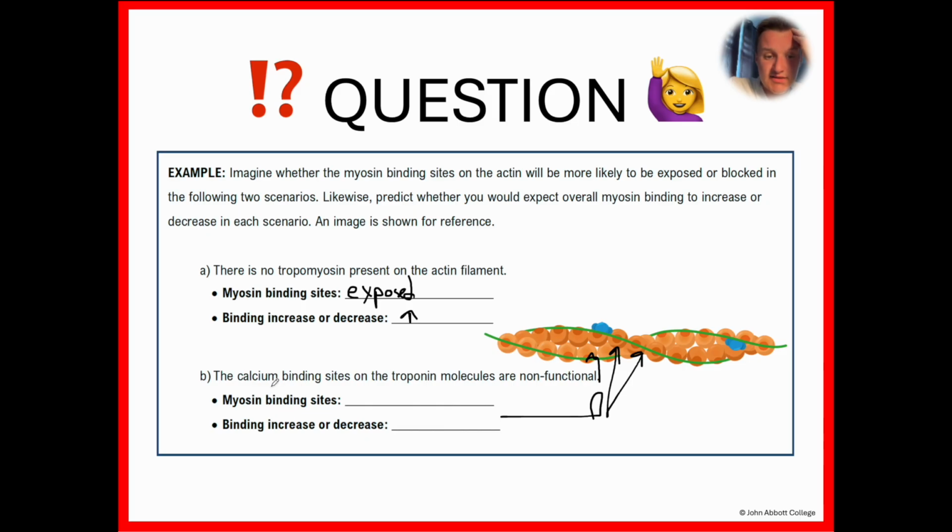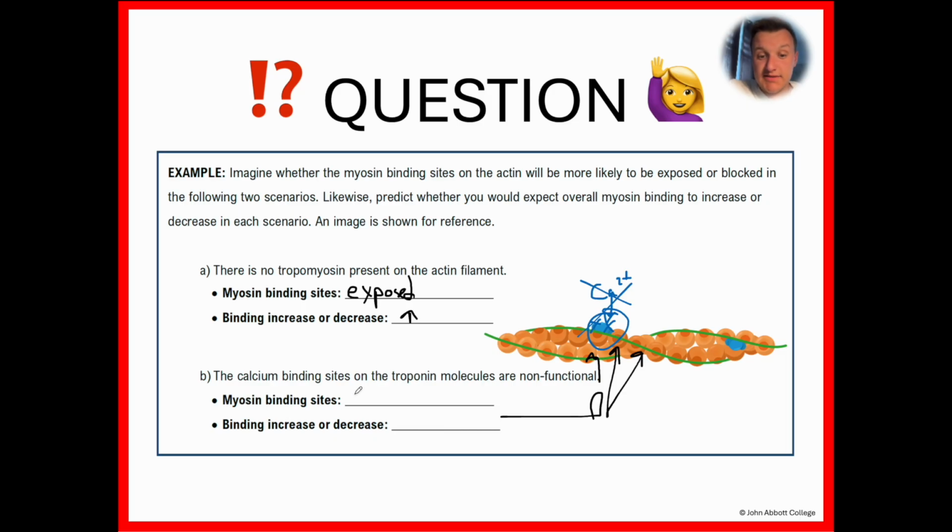Let's say the calcium binding sites on the troponin molecules are non-functional. So over here on the troponin, right, this is the molecule responsible for opening. So it pulls on the green, moves it out of the way so that the myosin can then bind. So let's say these sites over here were blocked and calcium could not bind. Calcium usually binds onto these. Let's say this couldn't happen, right?